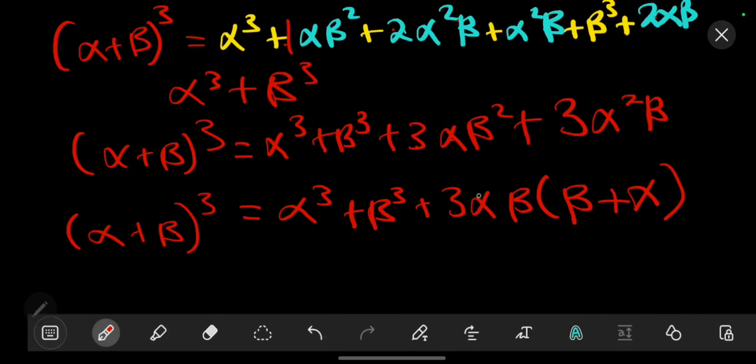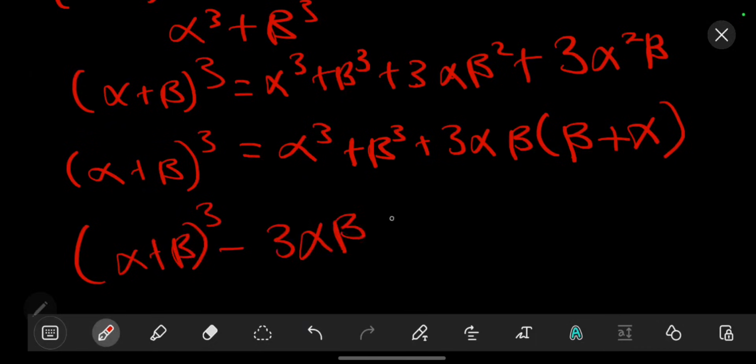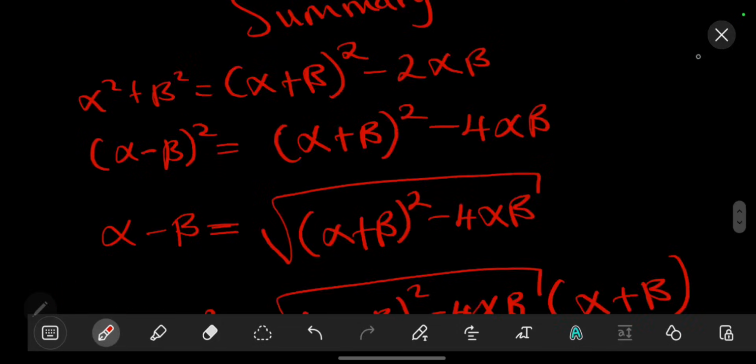So already, just take this value the other side. It will be our alpha plus our beta to the power of 3 minus 3 alpha beta, open brackets, beta plus alpha, which can just be written as our alpha plus our beta. So alpha plus our beta, like that, should be equal to, we are remaining with our alpha cubed plus our beta cubed, like that.